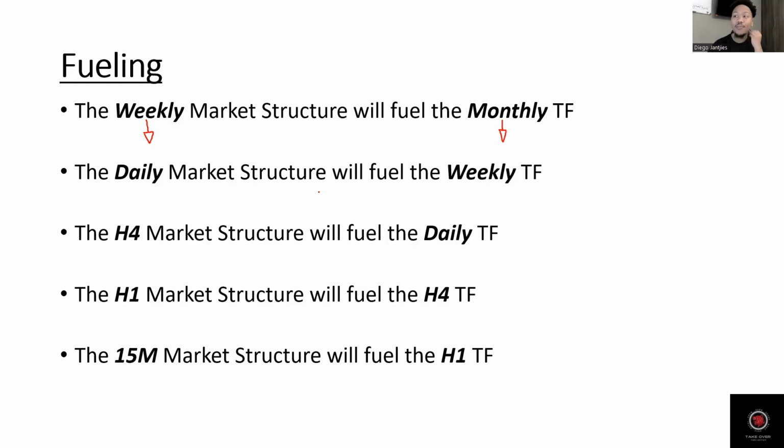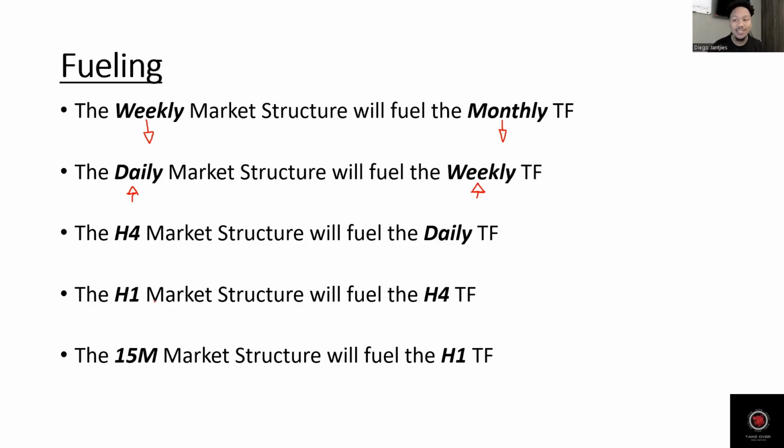My daily time frame market structure will fuel my weekly time frame market structure. So if my daily time frame is bullish in structure, this simply means that this will push the market towards the upside as well. Same thing goes with our 4-hourly time frame. Our 4-hourly time frame market structure will fuel our daily market structure. So if we are bullish in structure on our 4-hourly time frame, this simply means that our daily time frame will have an actual shift towards the upside.